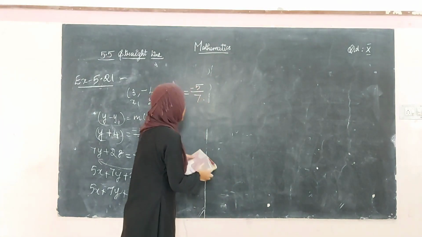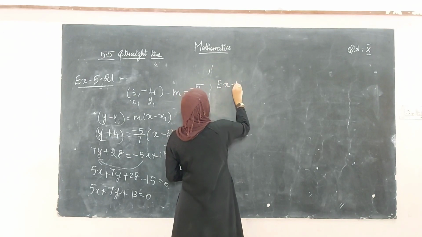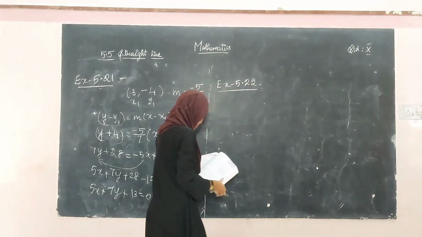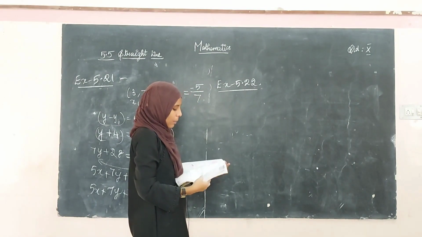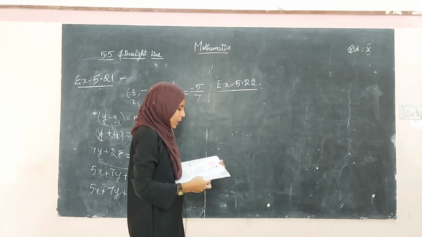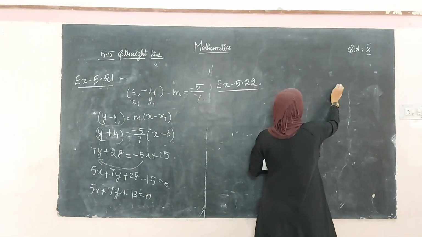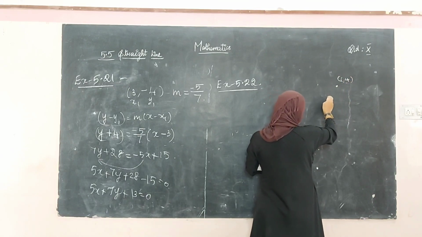Okay, now let us see the example 5.22. Find the equation of the line passing through the point A 1, 4 and perpendicular to the line joining 2, 4. Okay, so say 1, 4 is here. Okay, so 1, 4 is here.